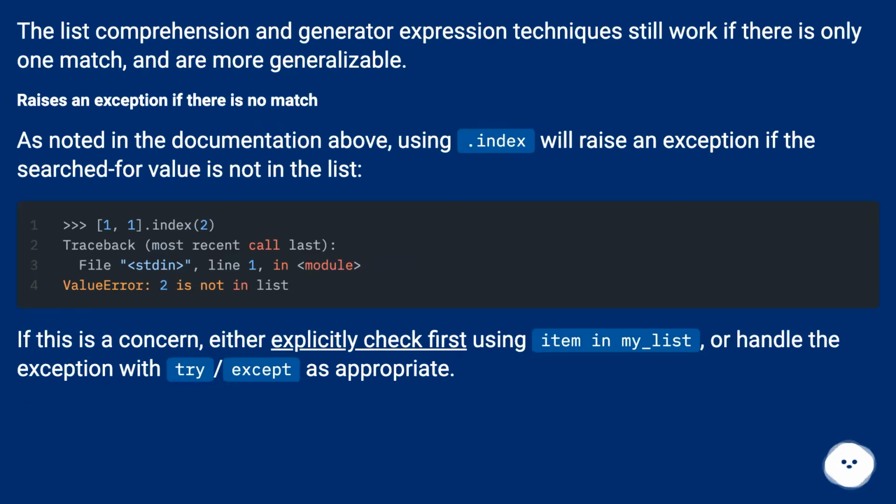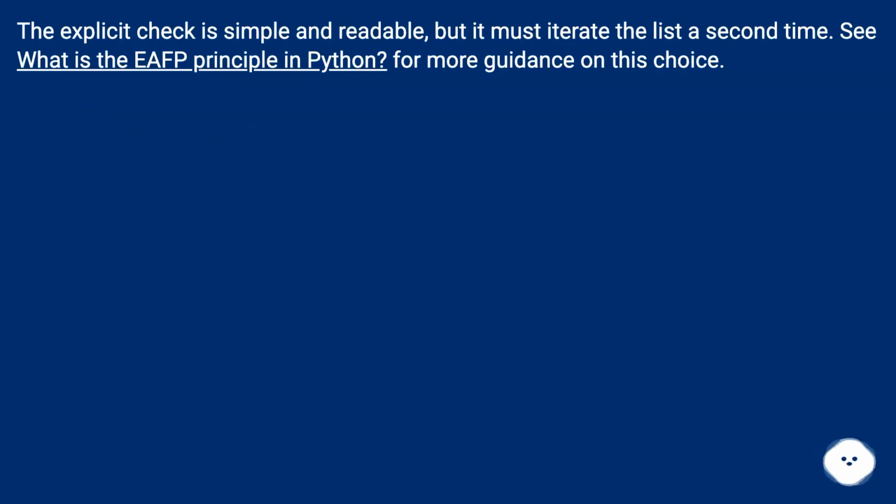Raises an exception if there is no match. As noted in the documentation above, using .index will raise an exception if the search value is not in the list. If this is a concern, either explicitly check first using item in my_list, or handle the exception with try/except as appropriate. The explicit check is simple and readable, but it must iterate the list a second time. See what is the EAFP principle in Python for more guidance on this choice.